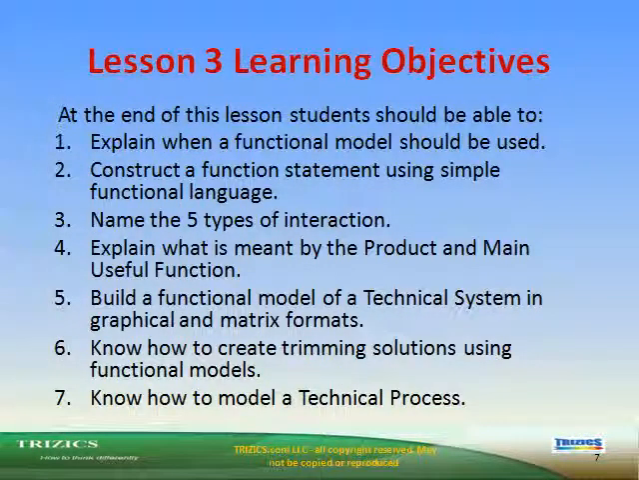Lesson 3 Learning Objectives. At the end of this lesson, students should be able to explain when a functional model should be used, construct a function statement using simple functional language, name the 5 types of interaction, explain what is meant by the product and main useful function, build a functional model of the technical system in graphical and matrix formats, know how to create trimming solutions using functional models, and know how to model a technical process.